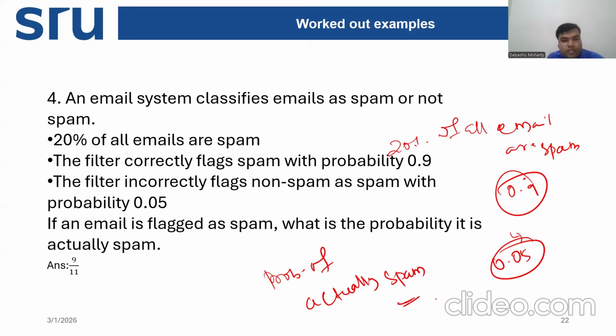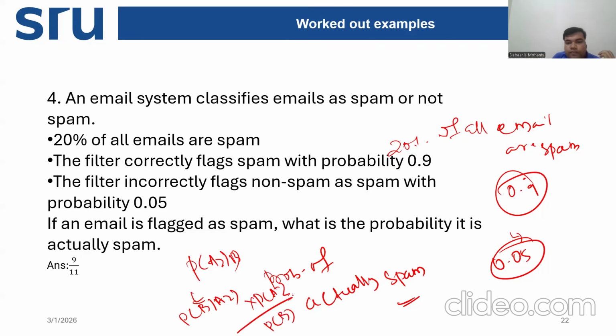So how to calculate that? Probability of actually spam. Already data is given: 20% of the emails are spam, and the probability that the filter correctly flags spam is 0.9, and that the filter incorrectly flags is 0.05. So we apply the Bayes formula to calculate this. The same formula, probability of A2 given B, that is probability of B given A2 into probability of A2 divided by probability of B. Same formula we need to apply. We just check that answer. That answer is 9 divided by 11.